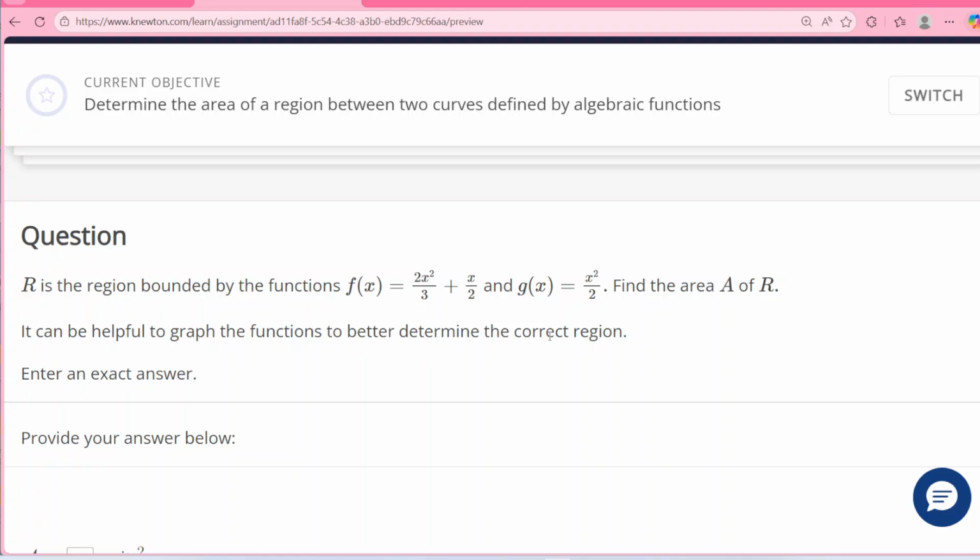So again, notice, they did not give us an interval. In the first problem, they told us, over the interval from -1 to 1. Here, we are not given an interval, so that means we have to figure out where these two intersect each other to talk about the region that they are surrounding, the region they bound. So let's do that.